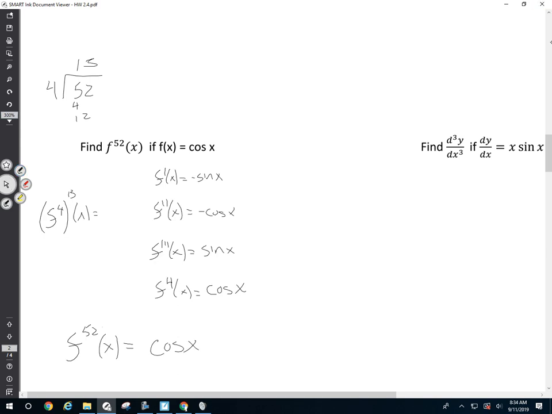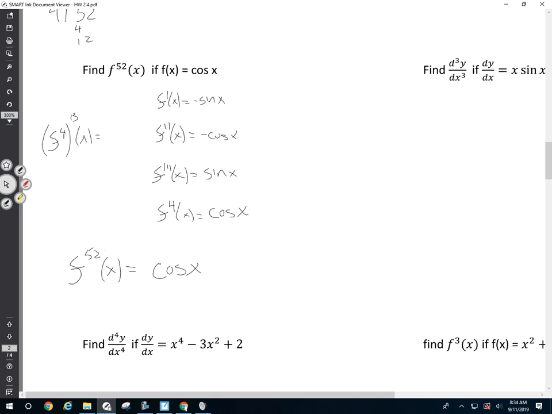Now, just so we know, just being careful, if I ask you what the 53rd derivative is, you'd get the 52nd and then take the derivative again. So that'd be negative sine. And the 54th derivative, you'd get to 52, take the derivative two more times.